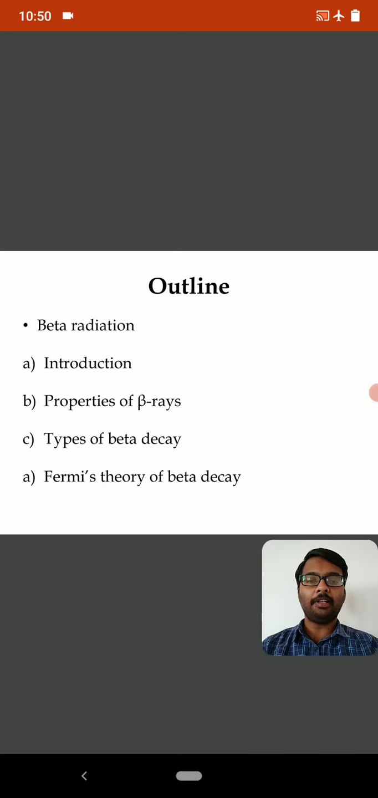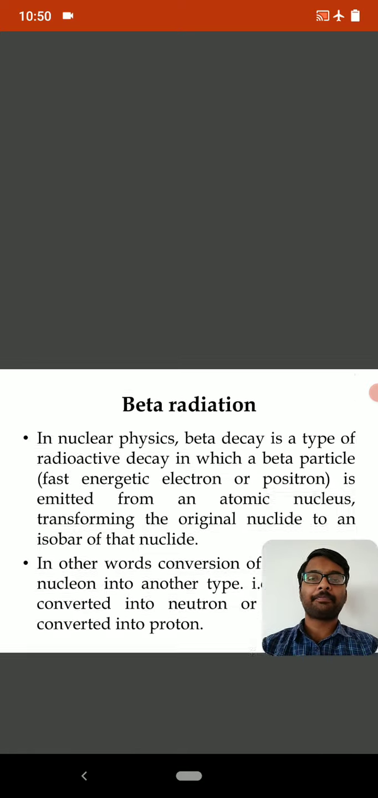In this session we will try to understand the next type of nuclear radiation, that is beta radiation or the beta rays. So in this we will discuss the introduction part of this beta radiation, which particle is generally considered as the beta particle, then what are the properties of this beta radiation, then types of beta decay, and at last the Fermi's theory of beta decay, which explains the continuous spectrum of this beta decay.